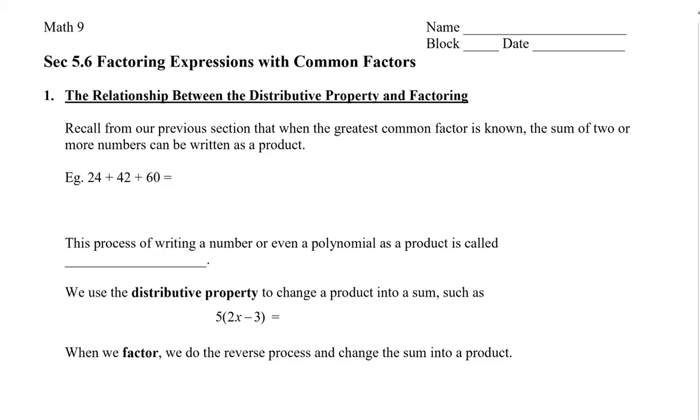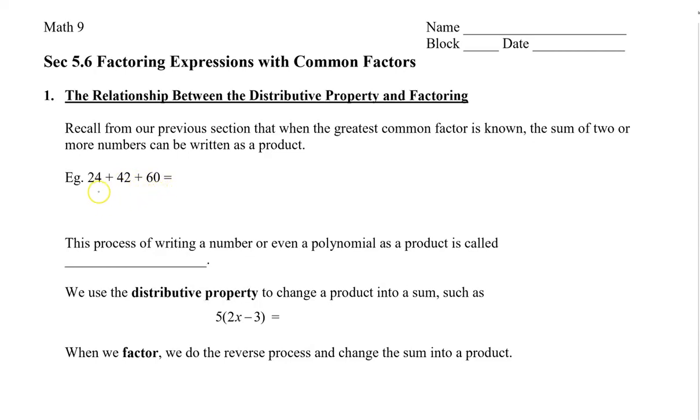Now, to start us off, let's take a look at the relationship between the distributive property and factoring. Recall from our previous section that when the greatest common factor is known, the sum of two or more numbers can be written as a product. So here is that same example. We have 24 plus 42 plus 60.